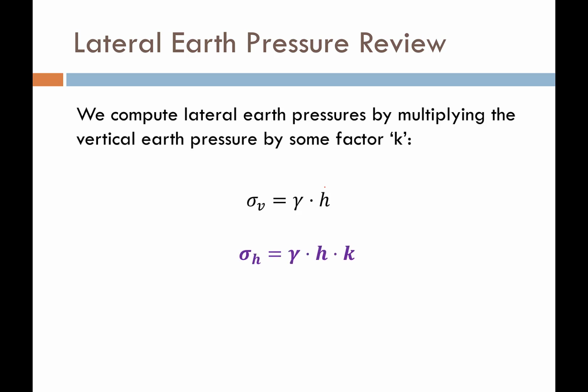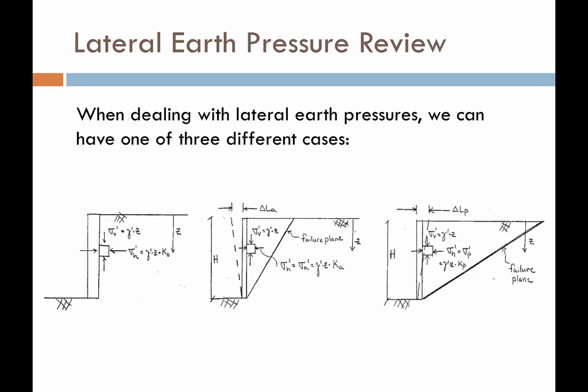So to convert a vertical stress, whether it's total or effective stress, to a horizontal stress, all I have to do is multiply the vertical stress by some K coefficient. And the K coefficient that I use is what determines which type of horizontal stress I'm dealing with. And what do I mean by different types? Well, it depends.